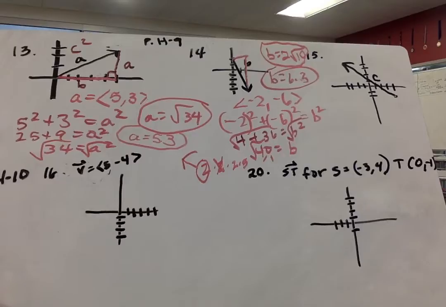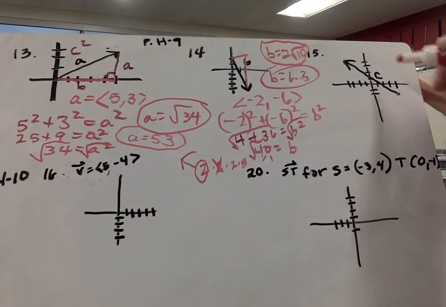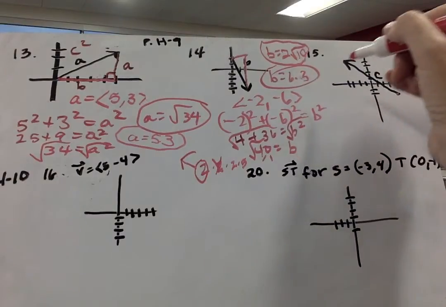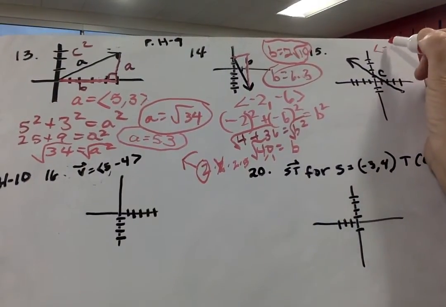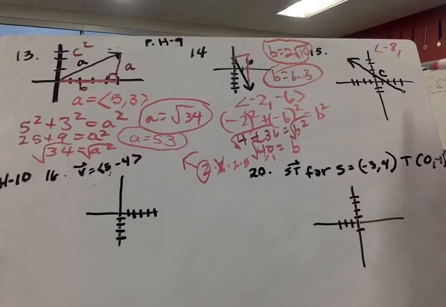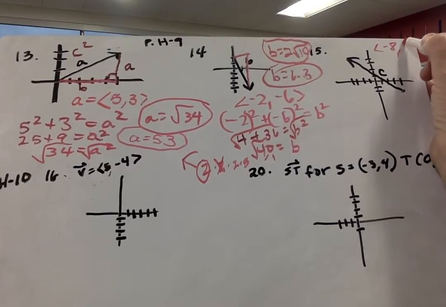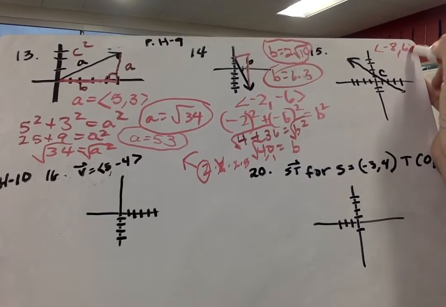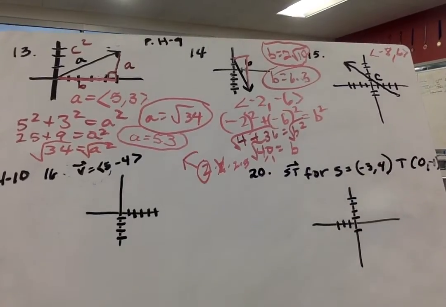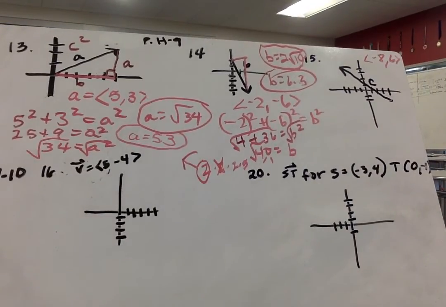Okay. I'm going to give you the component form of 15 and then have you do it on your own. If I go left 8, that's negative 8. And then I'm going up 6. There's your component form. So you find the magnitude. Okay. You can stop the video and I can double check your work.